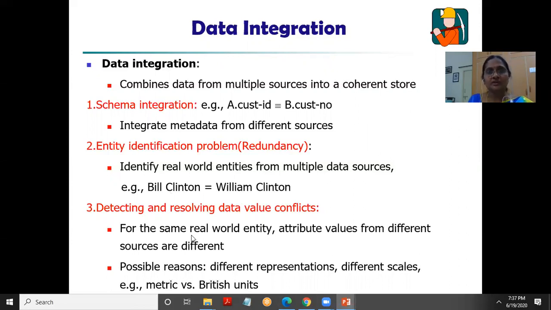Another issue is detecting and resolving data value conflicts. For the same real world entity, attribute values from different sources are different. The possible reasons are different kinds of representations, different scaling methods, different naming conventions, different date conventions. Suppose we are using metrics: somebody mentioned CGS metrics, somebody mentioned MKS metrics. So different kinds of metrics are used.